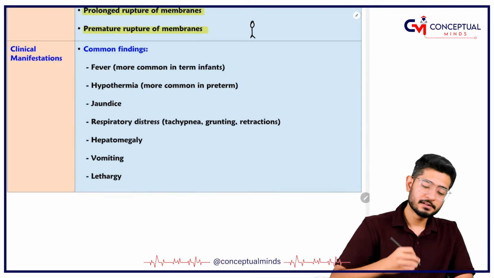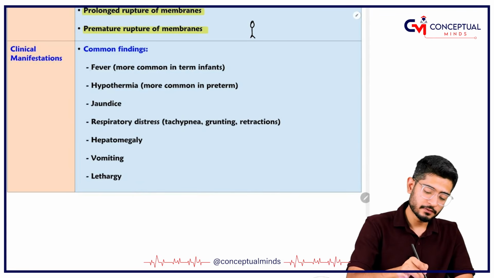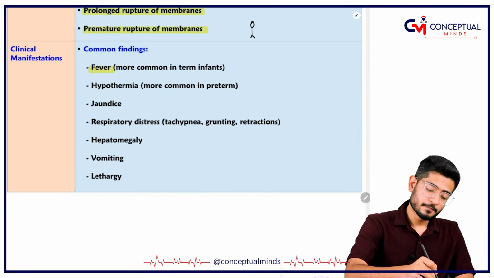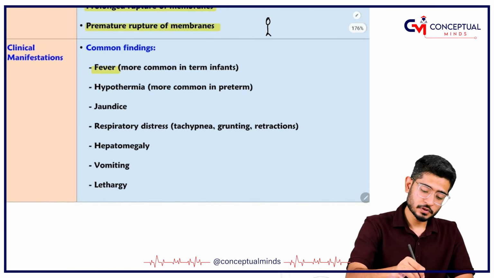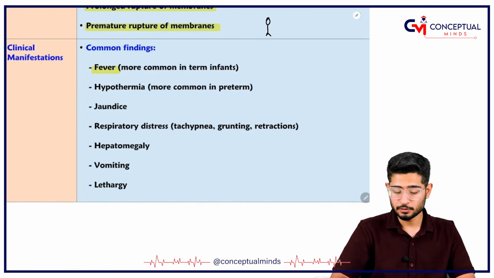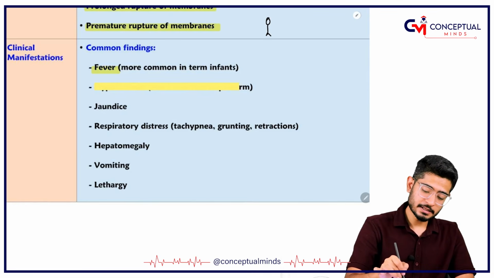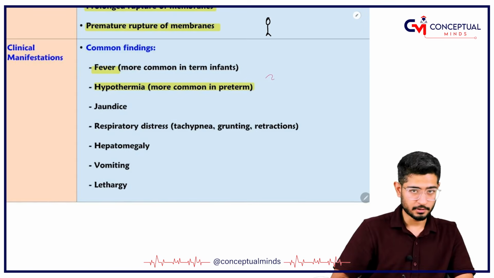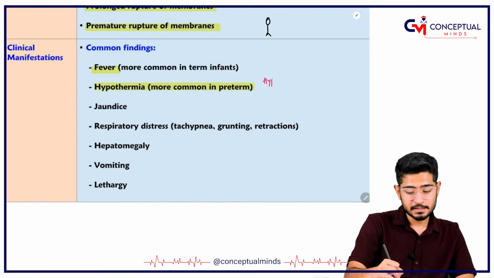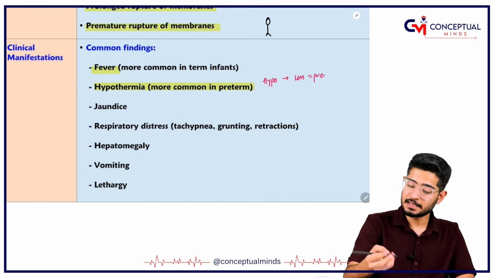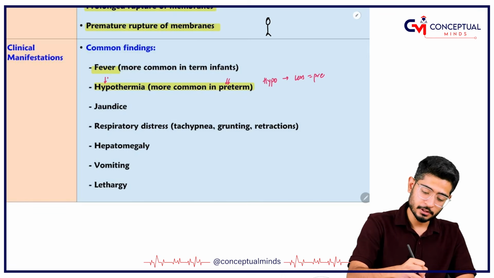So what are the common findings? Just like any other sepsis, fever is going to occur. Okay, so if they ask you what is the most common finding in a term infant, that's going to be fever. But what is the most common finding in a preterm infant? That's going to be hypothermia. So how to remember? See, hypo means less, and pre are actually the same word. So preterm, hypothermia, same thing.